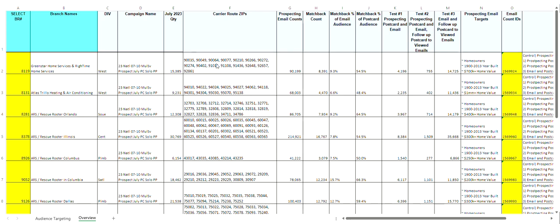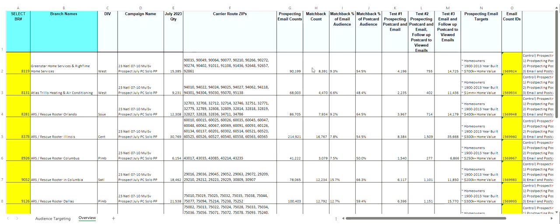We can't sub-zip. So using these zip codes and the prospecting email target of homeowners, a home built between 1900 and 2013 with a home value of 700,000 plus. If you look, each of the home values changes compared to what that demographic area's home values are, so each of the regions has an individual home value. We were able to match 90,000 emails to these zip codes using that targeting demo.